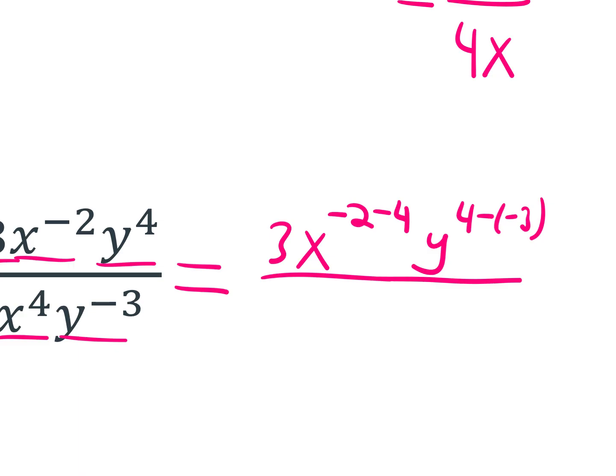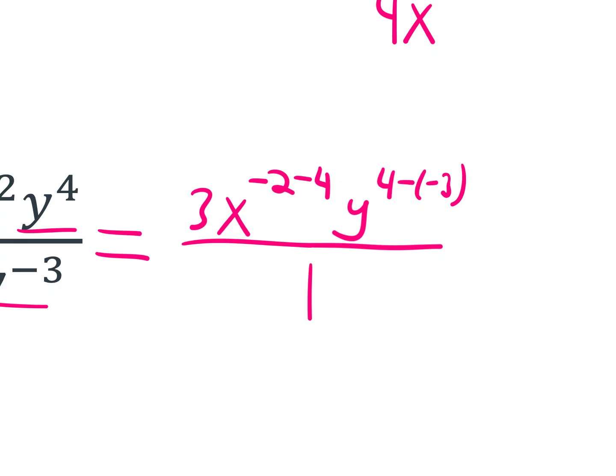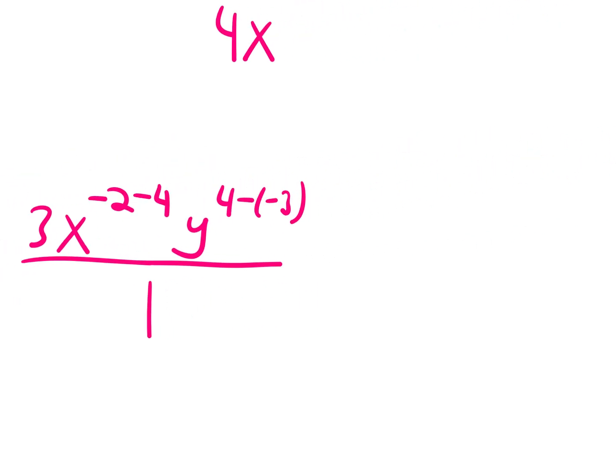Some of you guys might get it right away, but I'm writing every step. All right, so this is what we have so far. And right now, this is over 1, right? There's nothing on the bottom left. But let's simplify everything. We get 3x to the negative 6, y to the positive 7, right?